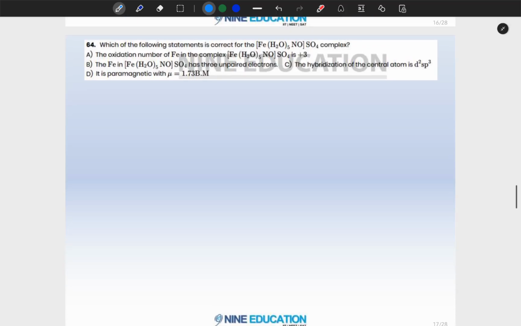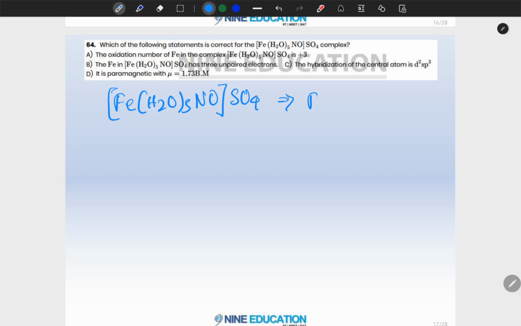Now, question number 64. So this is actually a brown ring complex, right? Ferrous nitroso sulfate. So what is the charge on the cationic part over here? That is actually 2 plus. The charge on the coordination sphere is +2, and obviously SO4 2 minus.